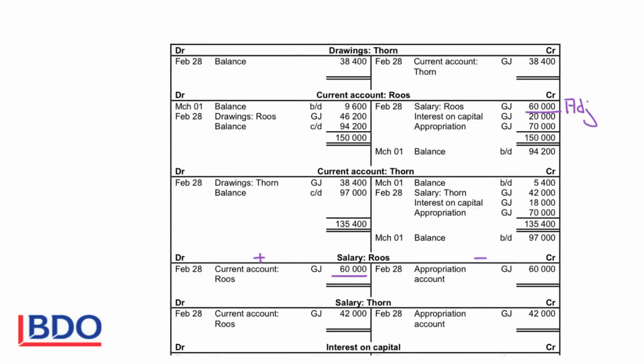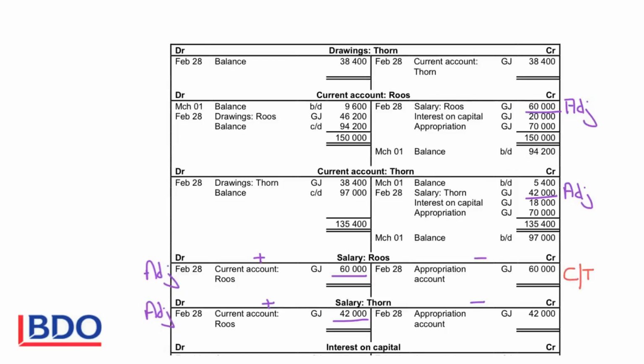In the account of Thorn, the salary will be debited with 42,000 because that is his expense for the business that increases on the debit side, and we will credit the current account of Thorn to complete the adjustment. So the first entry that we will complete is the adjustment to create the expense and then transfer that expense to the current account. The second entry that we will complete is to close off the expense account and transfer it to the appropriation account. So that is a closing transfer.